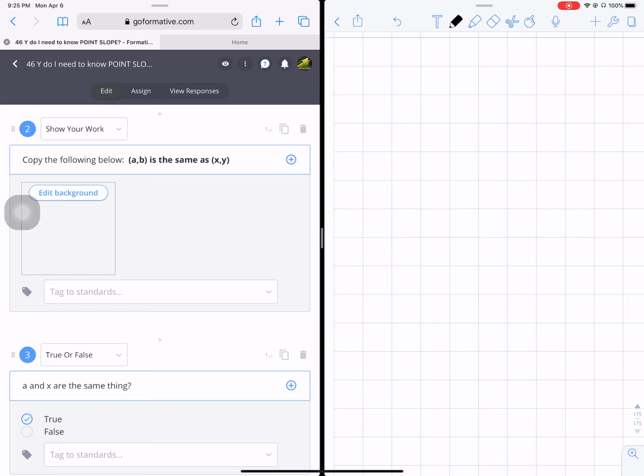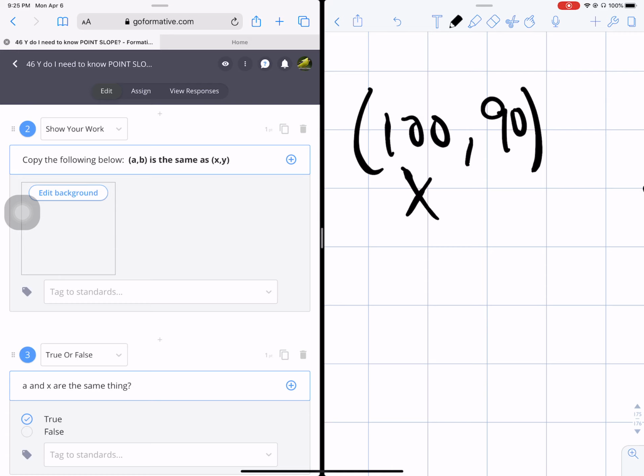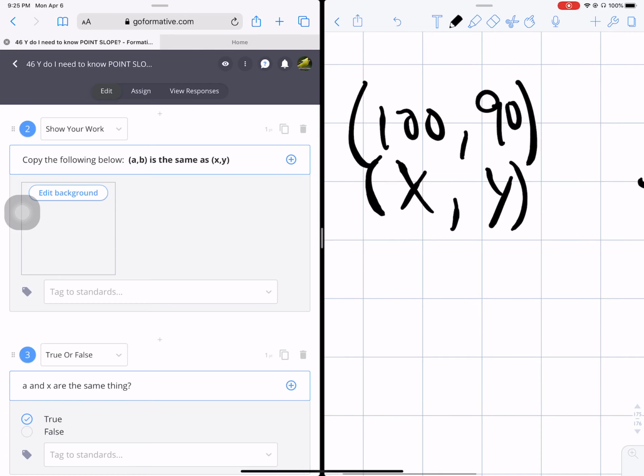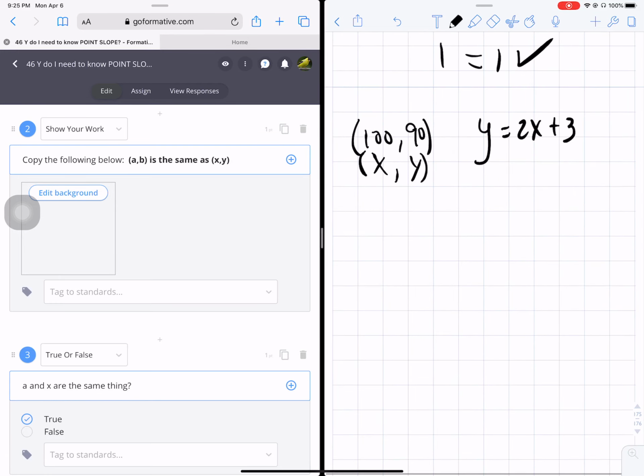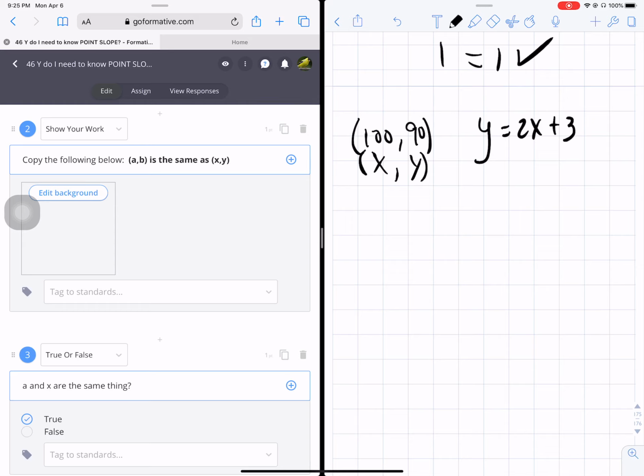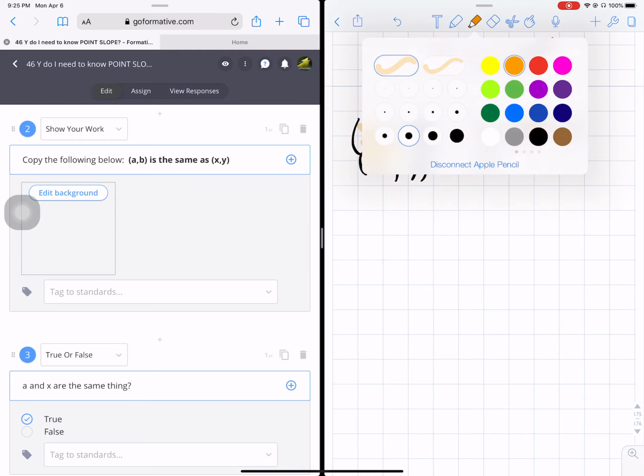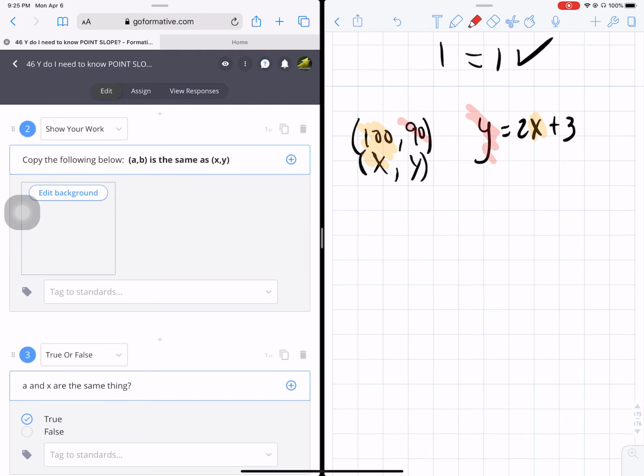Okay. So we're going to take something like y equals 2x plus 3, and we're going to make up a coordinate, 100, 90. Okay, so what do you have to know? You have to know which one's the x and which one's the y. X, y, that's what you have to know. Then you have to be able to plug those in. So the x will match, and then my y's will match.